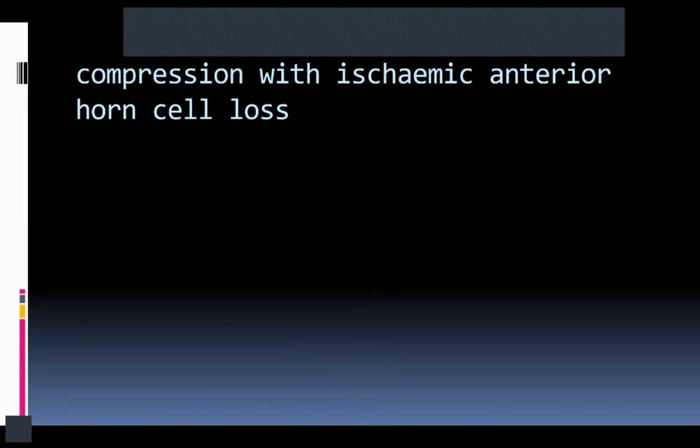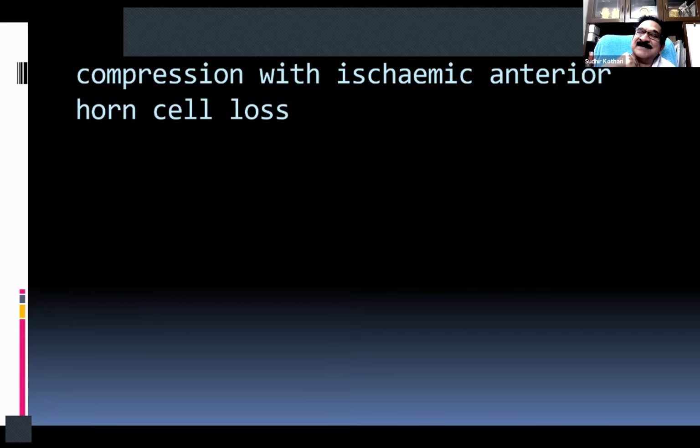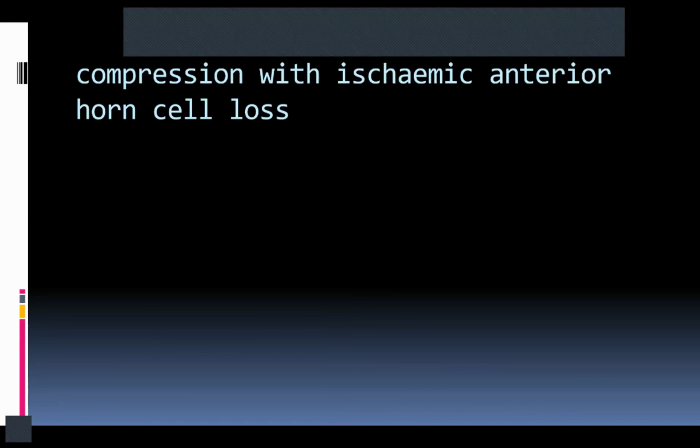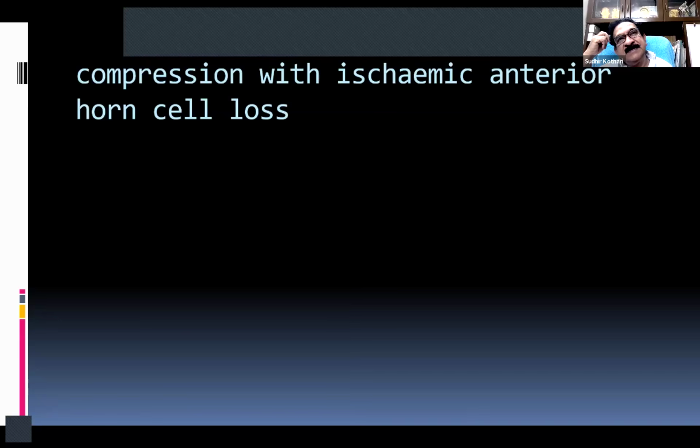The strictly unilateral presentation is very odd, correct? Very odd. Is it always due to involvement of the sulcocommissural artery? Maybe you can postulate that way, because that also plays only one side. That's the thing you have to consider.